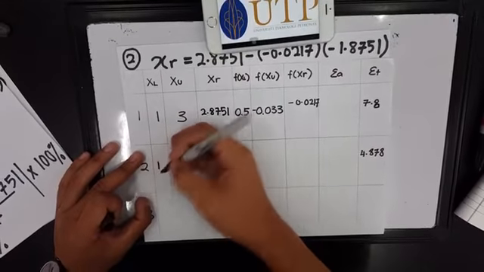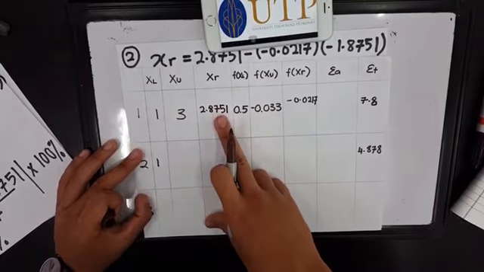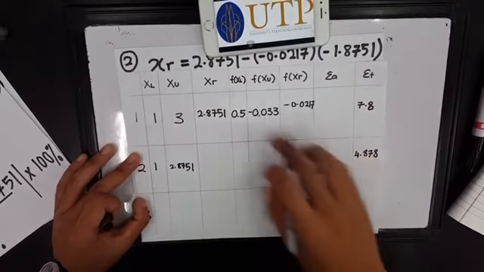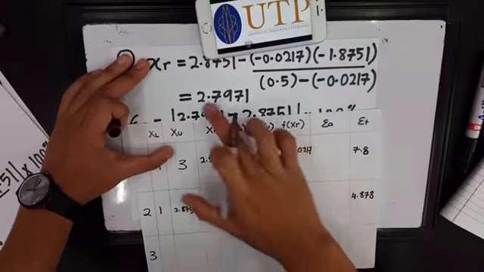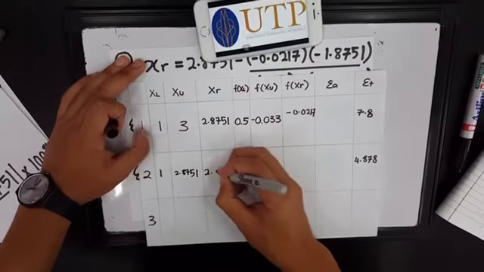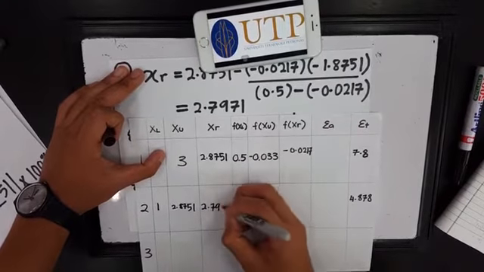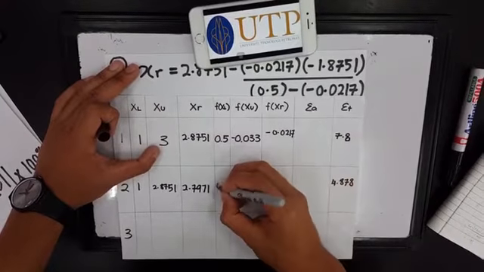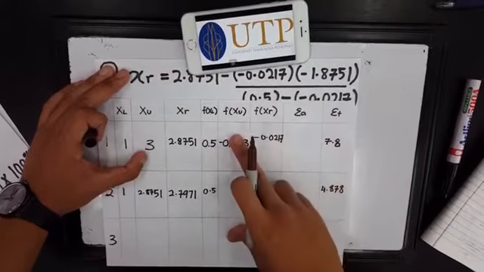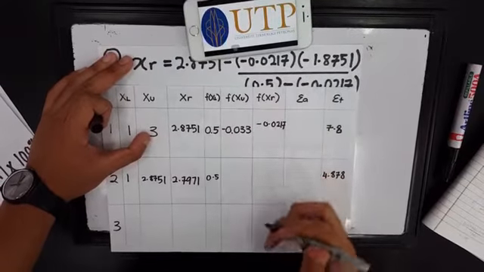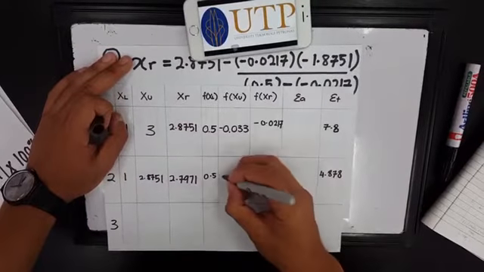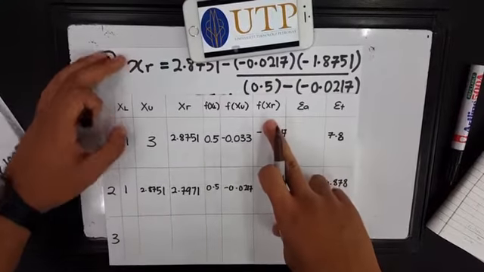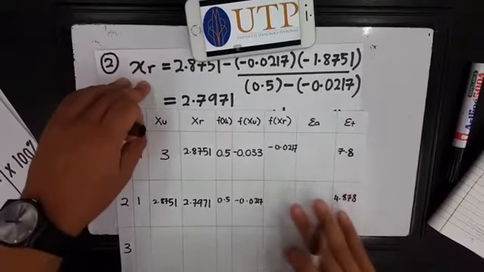So XL is 1, and then XU is from the previous XR, which is 2.8751, and then for the current XR, we've obtained 2.7971, and for FXL, we obtain 0.5 because there's no changes, and for FXU, we take the value of FXR because XR is the new XU, so it's negative 0.0217.